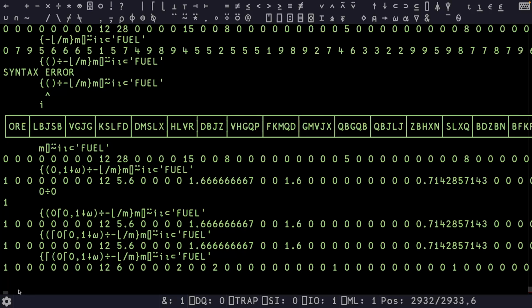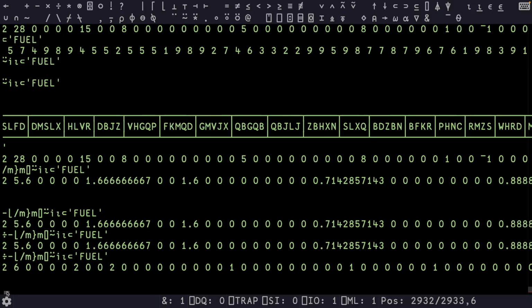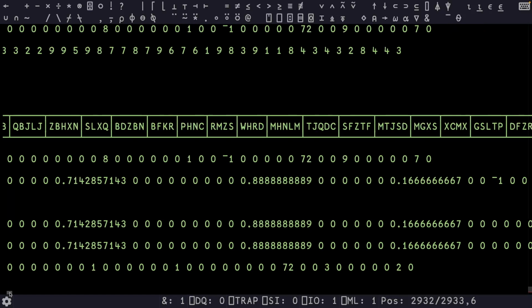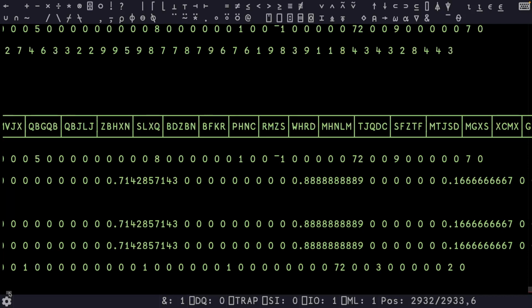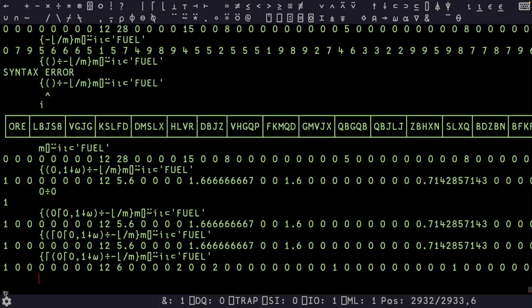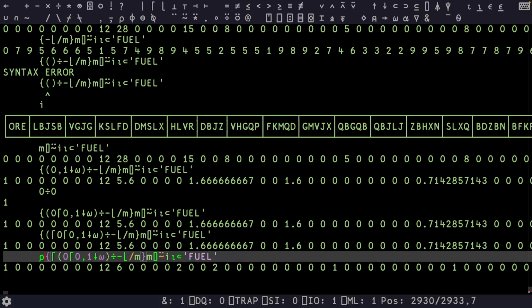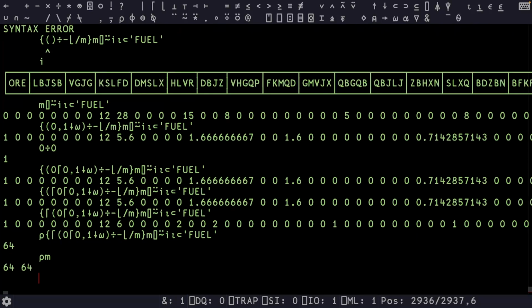Okay, so this vector here now tells us how many times we have to run each reaction. And the length of this is 64, and the shape of our matrix is 64 by 64.